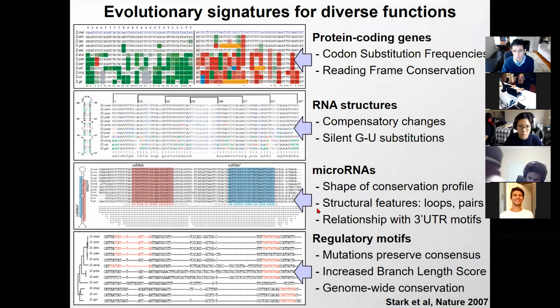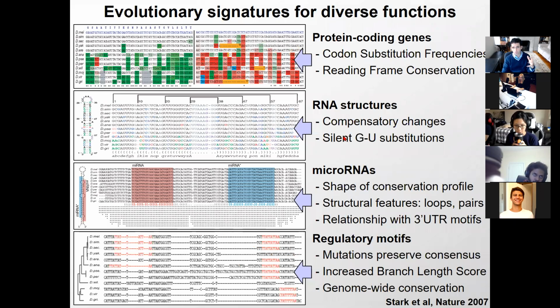For microRNAs, the conservation profile is very characteristic of sort of low conservation here and in the middle, but high conservation in the branches. And then the structural features of loops and pairs and a relationship with 3' UTRs that give us additional signatures. And for regulatory motifs, the signatures are that the mutations actually preserve the consensus and they allow for increased branch length score at any one location, and also a genome-wide conservation. So these signatures together allow us to detect regulatory motifs from their evolutionary signatures and also detect individual motif occurrences.